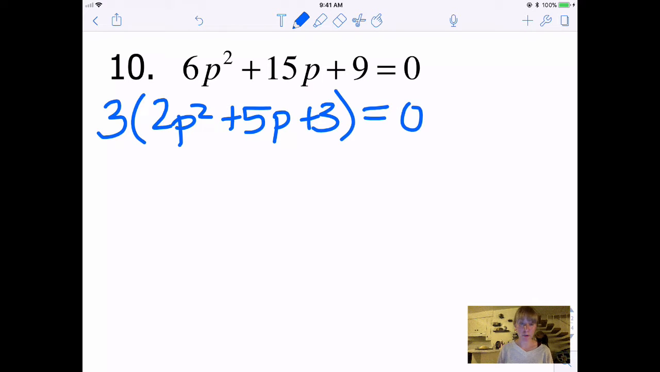Okay, hopefully you remember how that works with the GCF. 3 times 2 is 6, 3 times 5 is 15, 3 times 3 is 9. Then we can still do AC method with our remaining polynomial. 2 times 3 is 6.